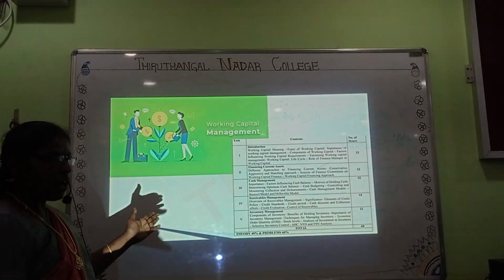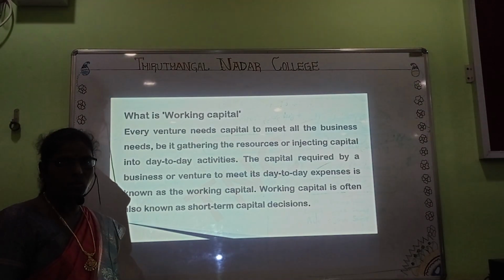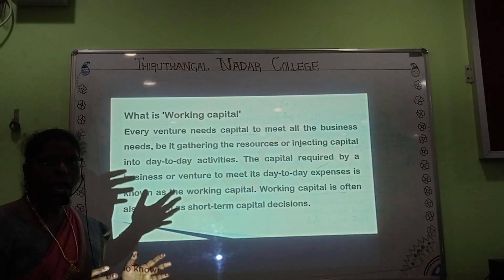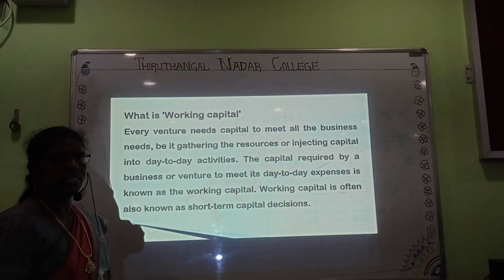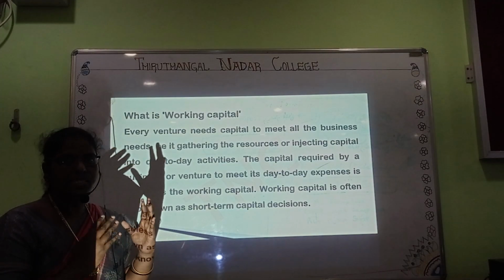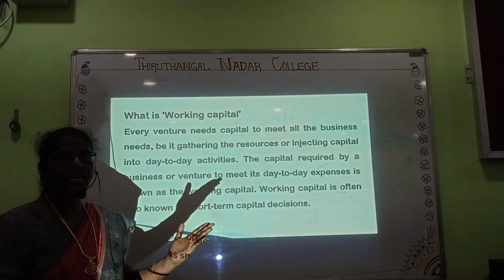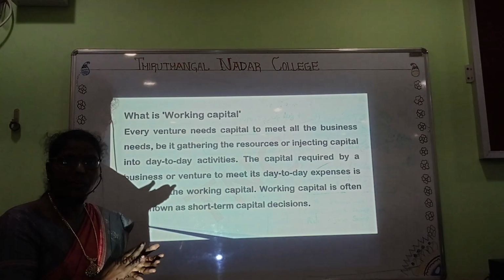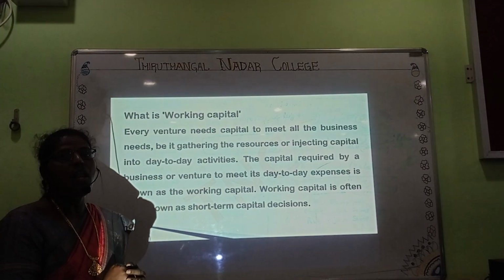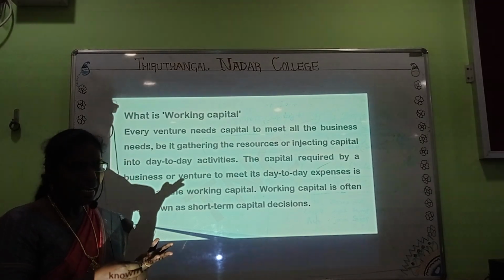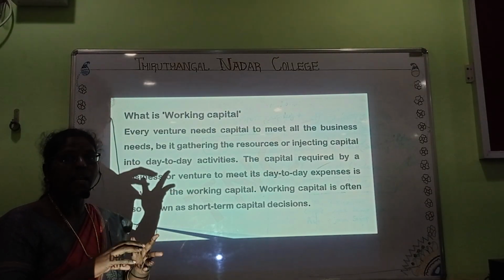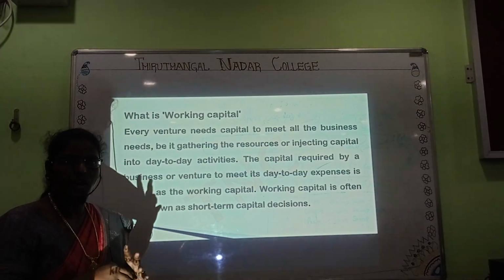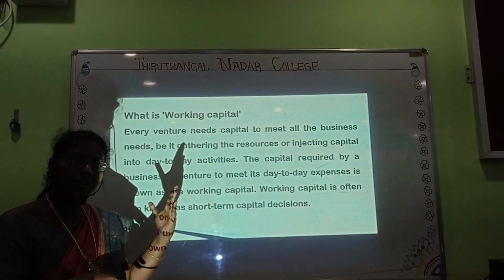First, the concept: introduction to working capital. Before explaining the meaning of working capital, what is capital? Capital is the money invested in the business. Every business requires two types of capital: one is fixed capital and another one is working capital. Every business organization uses fixed capital for what purposes? To buy land and building, machinery, and for expansion of the business. This is the purpose of fixed capital.